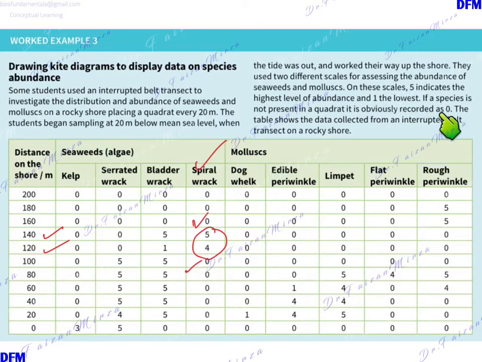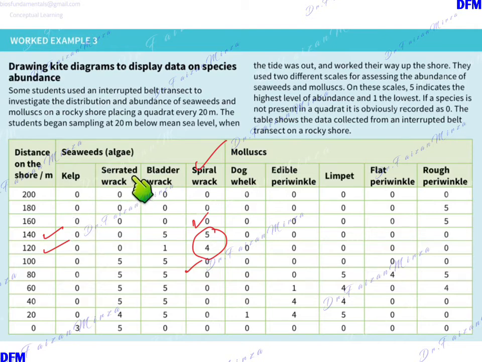If it was regarded as 0, that means that the species was just not present in that coordinate in that region. So for example, kelp, you can see the distance changing across the shores is 0, 20, 40, 60, 80, and so on and so forth. The distance is changing, and you can see how the kelp is changing. So if at 0 meter kelp is 3, it means this is the abundance of kelp at 0 meter. But if you go to 20 and then you keep on going forward, kelp is just absent altogether.